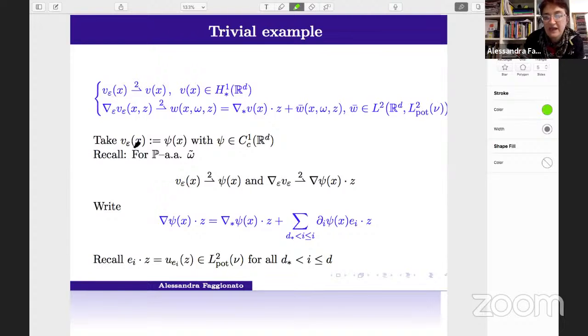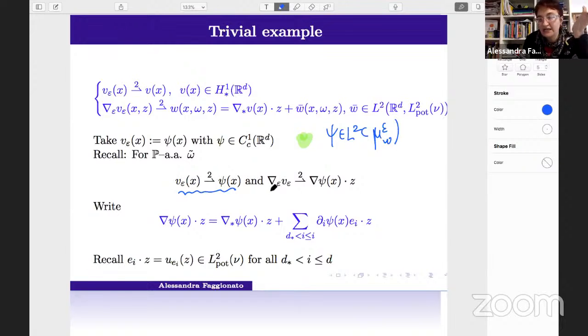So take V epsilon of x, simply a regular function of x psi. In this case, you think of psi as an element in A2 of the rescaled reversible measure. Then we know, as I commented before, that V epsilon two-scale converges to psi itself. It is not difficult to check that the epsilon gradient of psi two-scale converges to the standard gradient of psi evaluated next to the scalar product with z.